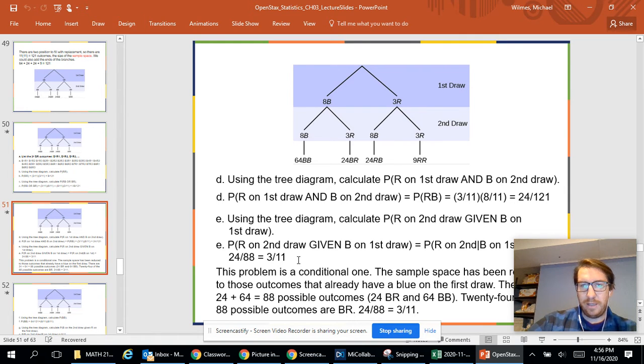And you could do that using probability as well. You could take this, so here's the 24 ways we do that, out of the total of these two together would be 84 or 88. And 24 divided by 88 is 3/11.